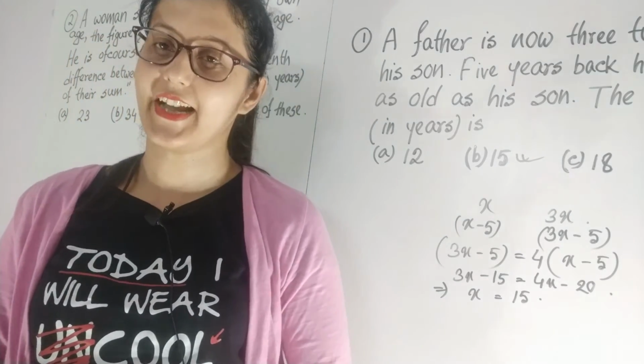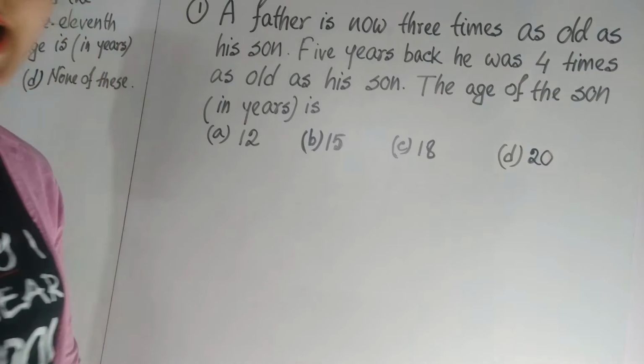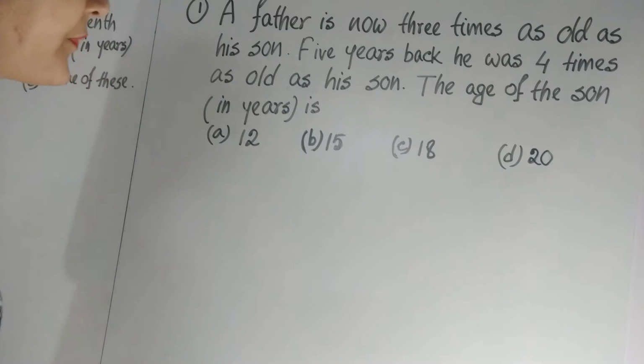So, let's start. Problem number 1. A father is now 3 times as old as his son. 5 years back, he was 4 times as old as his son. The age of the son is now in years.